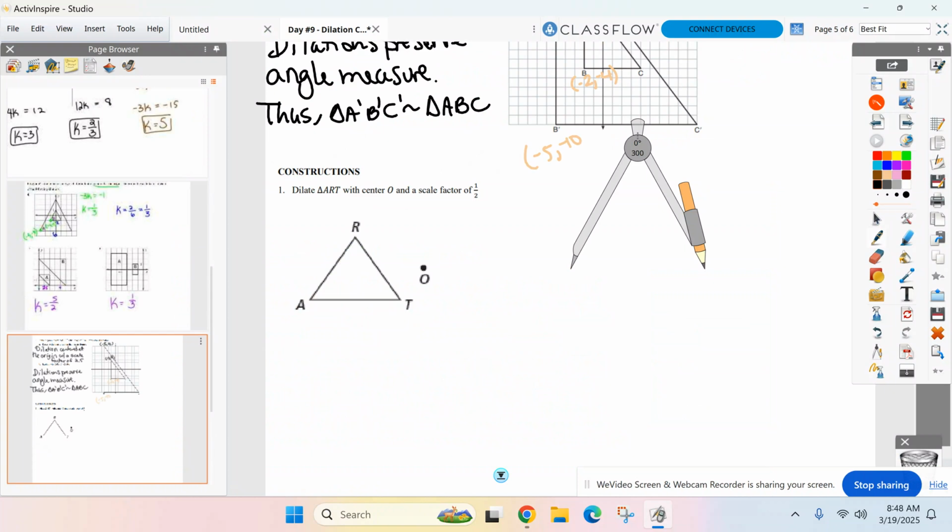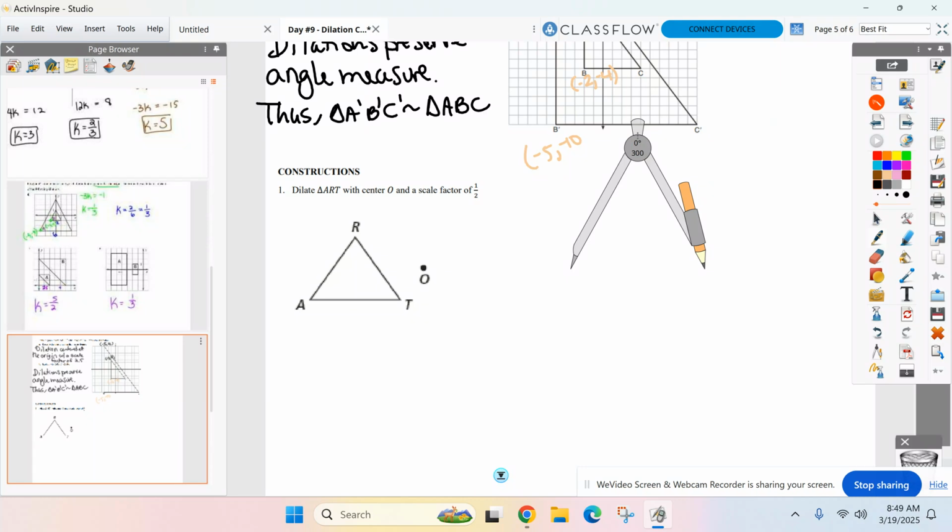Where's the center for this problem? Where are we dilating around? Oh, yeah. What's the scale factor? 1/2. Okay, so from everything I've shown you, are A, R, and T going to get closer or further away from O? Closer. Everyone agree. They're going to get closer. How much closer? Half the distance. Right now, A, R, and T have a certain distance away from O, and we're going to cut that distance in half.